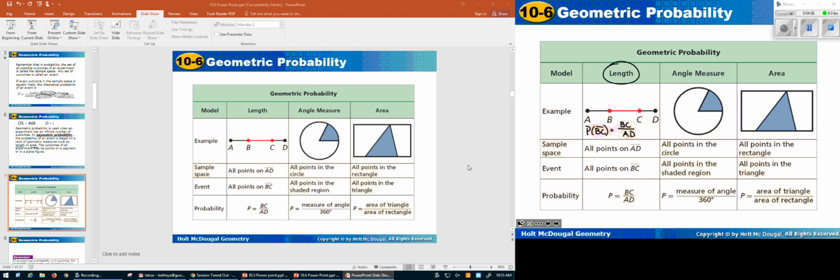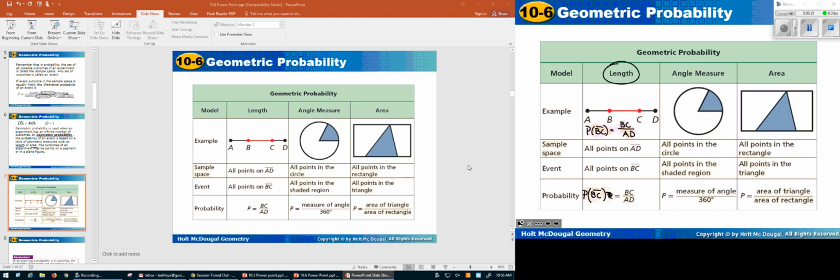So the sample space is all the points on AD, the event is BC, and this is how that would look with one exception. I'm going to try to get you ready for Algebra 2, and in Algebra 2 we'll talk about probability again. When we do, you need to put what kind of event you have in parentheses. So that's why I wrote probability of BC, because that's what we're talking about, that points are on BC.